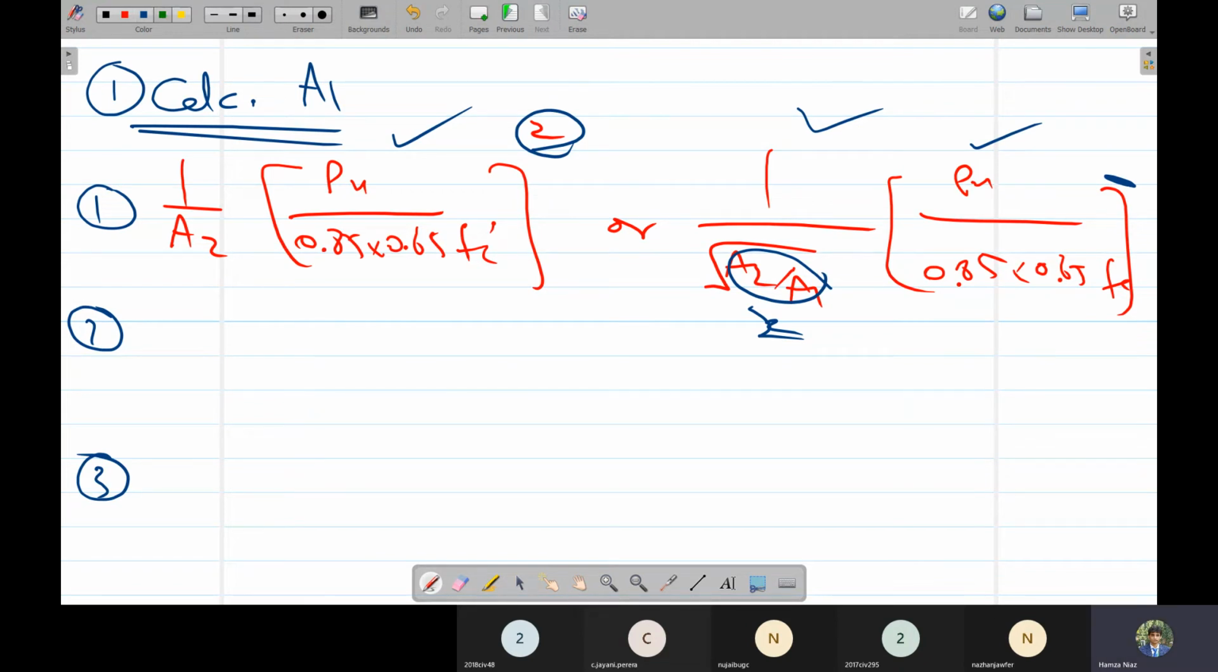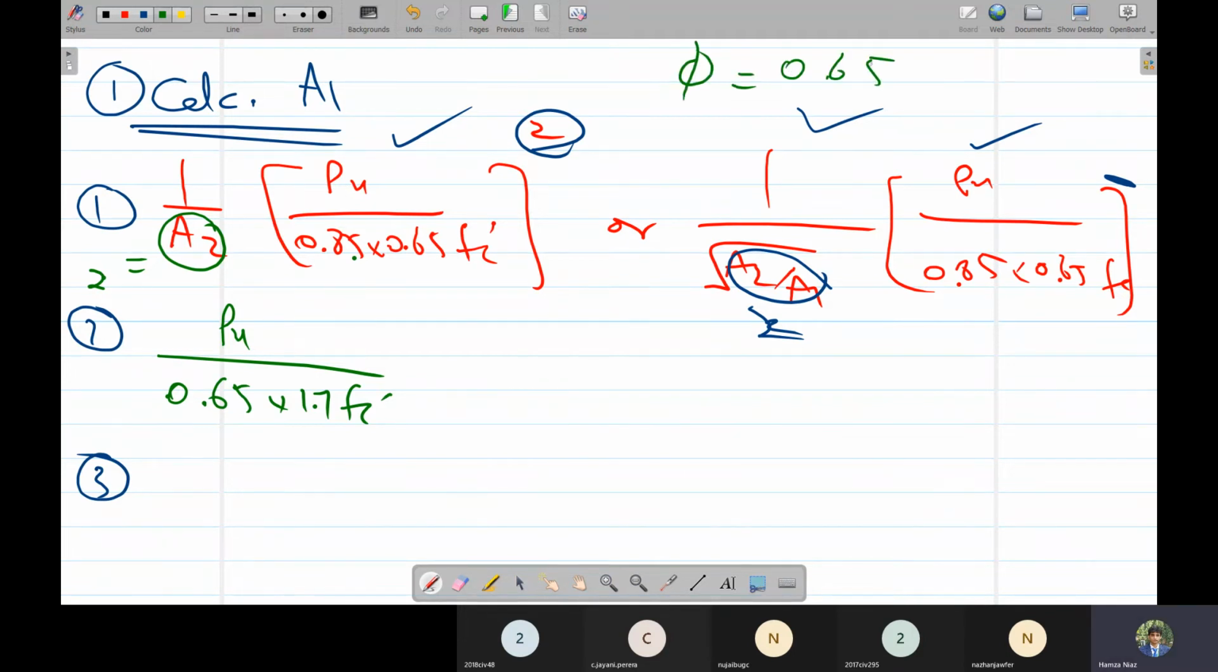The second formula is just the same. We have used the ratio as 2, so we get Pu over 0.65 into 1.7 f'c. We have used the square root of 2 as the ratio, 2 times 0.85 is 1.7. So I can write it like this: Pu over 0.65 times 1.7 f'c. This 0.65 is the phi factor. We use 0.65 for concrete bearing.